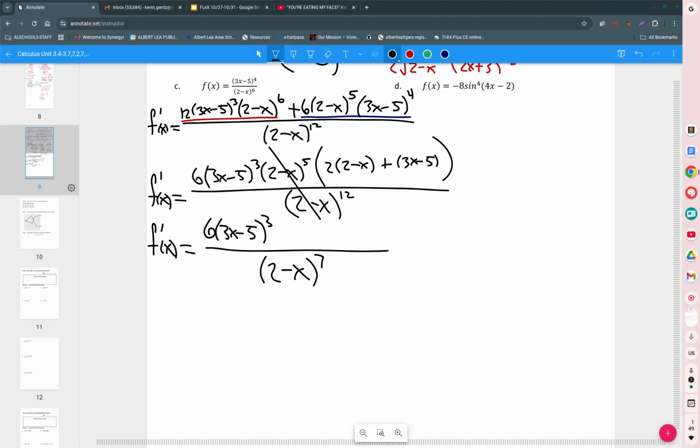And here I can combine these terms together. Notice that there's an opportunity to combine. I have a negative 2x and a positive 3x, which is going to make a 1x. And a 4 and a negative 5 make negative 1. And there's my derivative: 6 times 3x minus 5 cubed times x minus 1 over 2 minus x to the 7th.